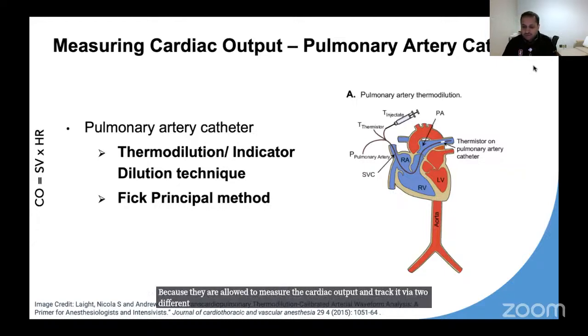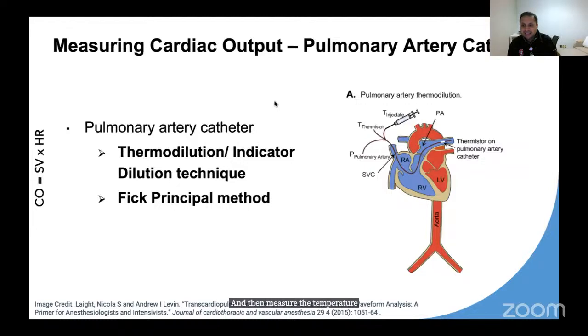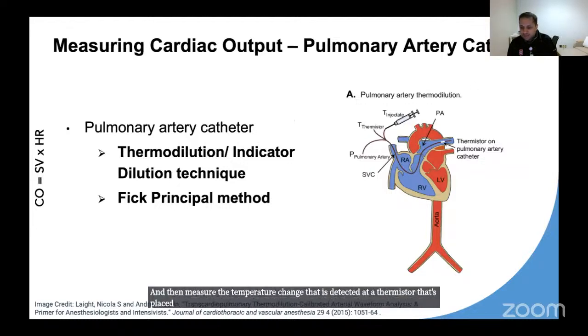So the thermodilution method is basically when we inject some cold saline through the central venous port, which is around the right atrium over here, and then measure the temperature change that is detected at a thermistor that's placed more distally on the PA catheter. The thermistor measures that difference in temperature over time, and uses that to calculate the cardiac output change. And so that's one method.